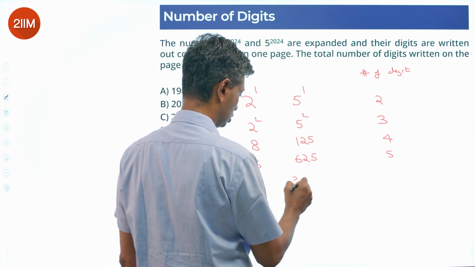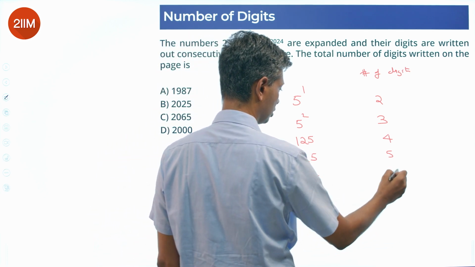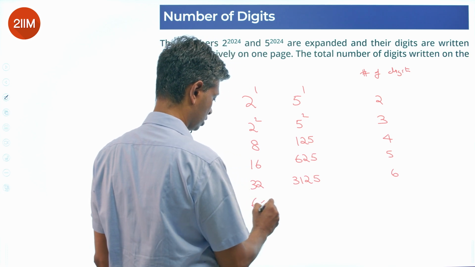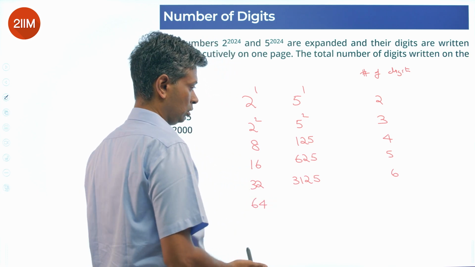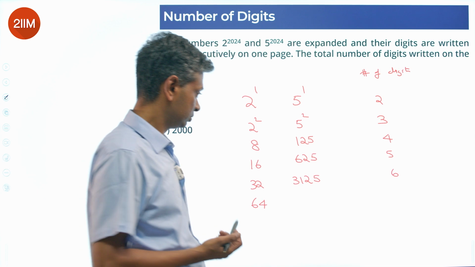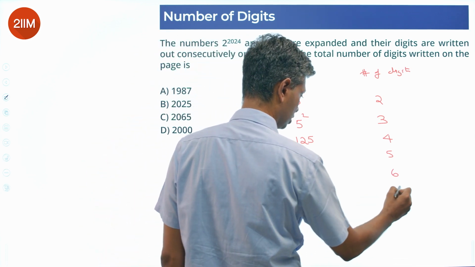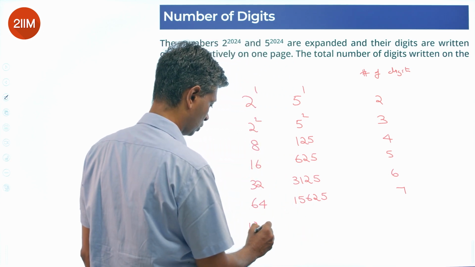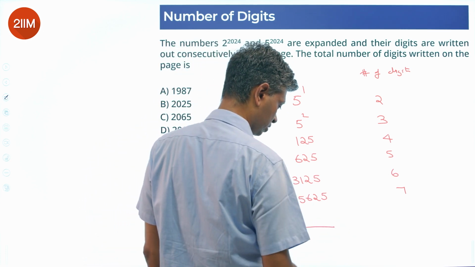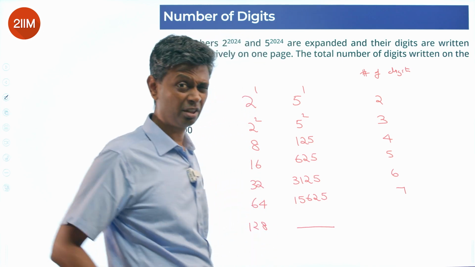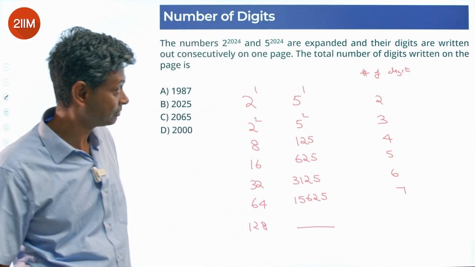32, 3125, 6 digits will be there. 64, 3125 times 5, some 15625, 7 digits are there. 128 and whatever this is. I'm guessing there's some pattern.